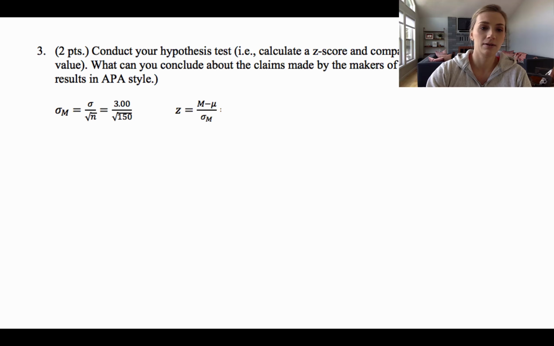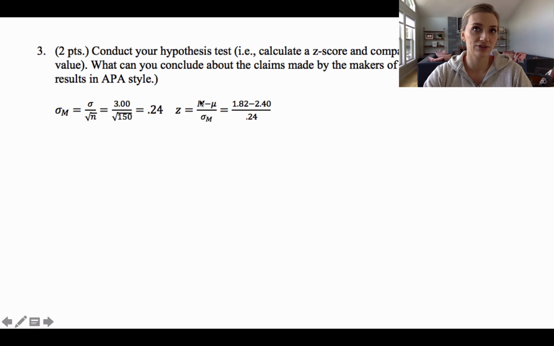Okay, so to figure out the standard error, we have the population standard deviation, which is 3 in the numerator. Then we have the square root of the sample size, which was 150 in the denominator. When you crunch this out, you get a standard error of 0.24, so that's what goes in the denominator down here. In the numerator, we have the sample mean, which is how long it takes to cut an onion using a slap chop, which is 1.82, minus the population mean, which is how long it takes to cut an onion by hand using a knife, which is 2.4.